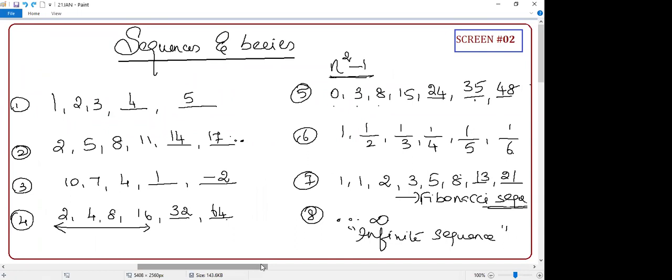Sir, we can directly use a plus n minus 1 into d. Yep, since you know AP, you are saying that. That's what I'm saying. If you don't know AP, what will you write? Yes, sir. Guys, I'm thinking you don't know anything.